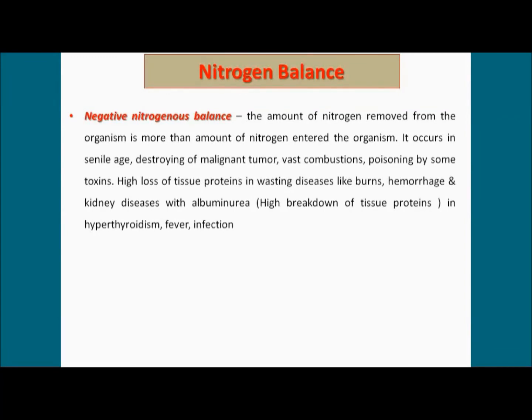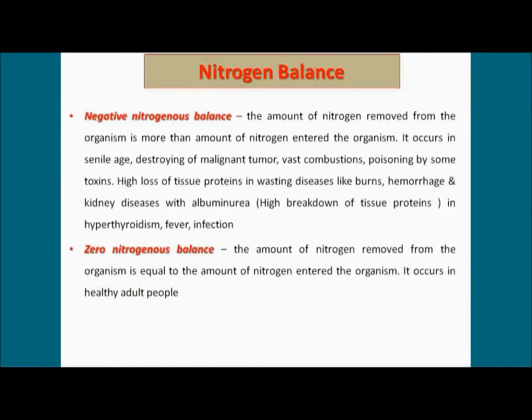And what is the third scale? It is the neutral one. So zero nitrogen balance. Here input is equal to the output. It generally occurs in healthy adult people. So a normal adult will have a nitrogen equilibrium, that is the loss is equal to the input, or you can say intake.